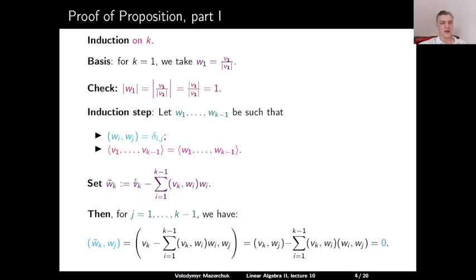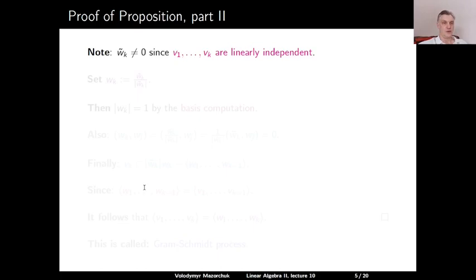So here we have vk, and here we have a linear combination of wi's, but their linear span is equal to the linear span of v1 and so on vk minus 1. So the summand here is a linear combination of v1 and so on vk minus 1. Therefore, since v1 and so on vk minus 1 and vk are linearly independent by assumption, it follows that wk tilde is non-zero. And so we can define wk as wk tilde divided by the length of wk tilde.